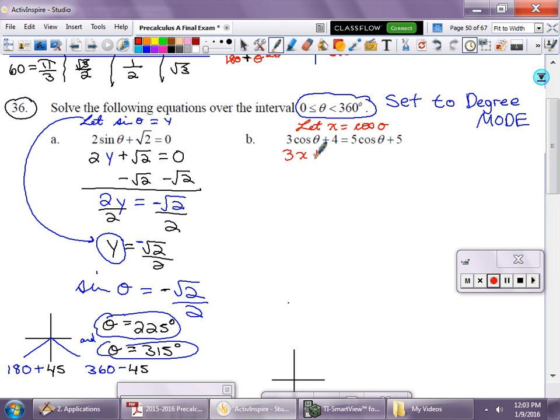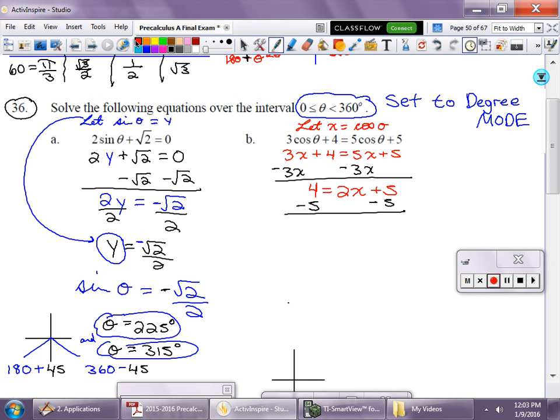Substitute. Solve. Try to make x positive whenever possible. It's easier to think with positive values. We have 4 is equal to 2x. Check your math. Undo addition and subtraction.